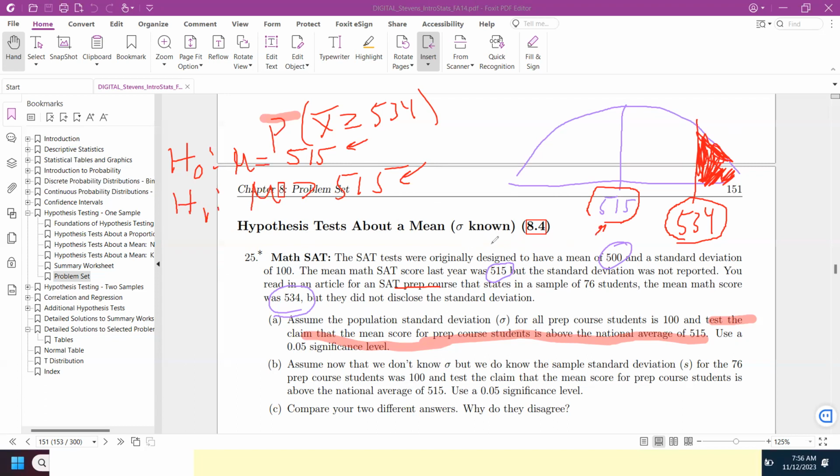Okay, so now we've got to calculate, and we've got a sampling distribution. Because we've got the sampling distribution, the population average is 515, and the standard deviation for the sampling distribution is equal to the population standard deviation, 100, divided by the square root of the sample size. So 100 divided by the square root of 76 is, I don't have a calculator right here, just a minute.